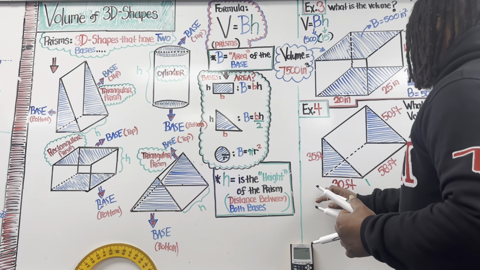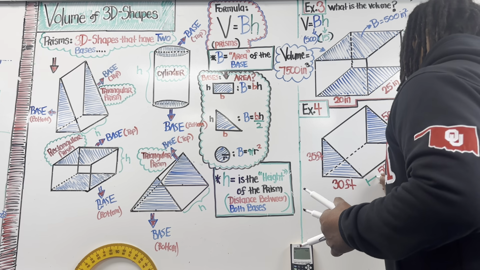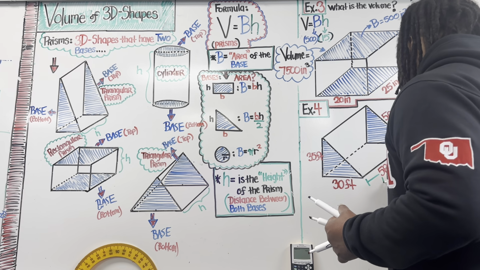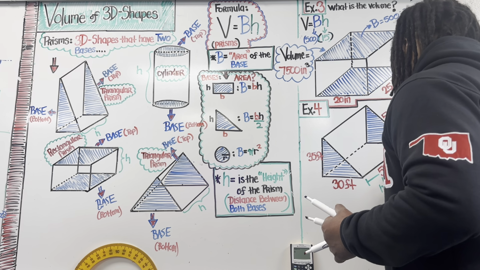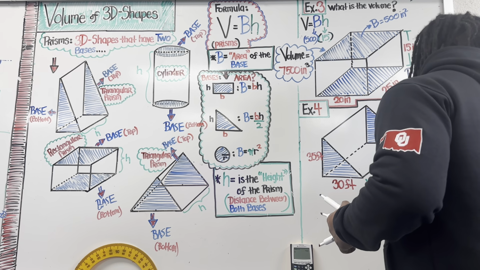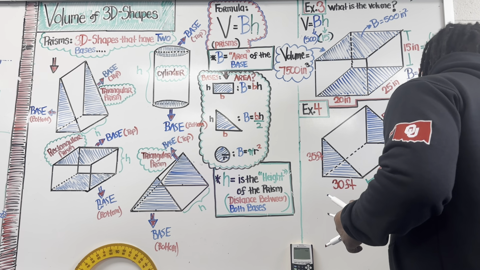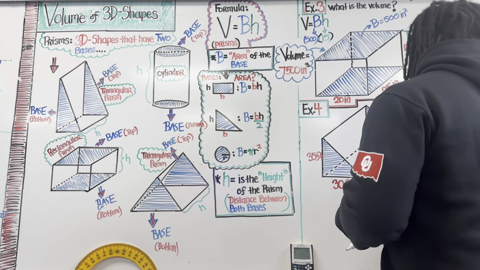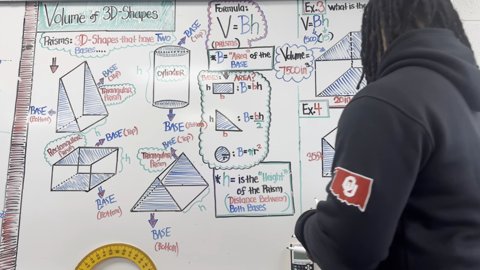As I can see, guys, if this was the bottom and this was the top, then right here would be the height. This would be the height right here, which is H. So I already know, guys, that the height is 58 feet. So I'm gonna go ahead and set that as H, 58 feet, okay?